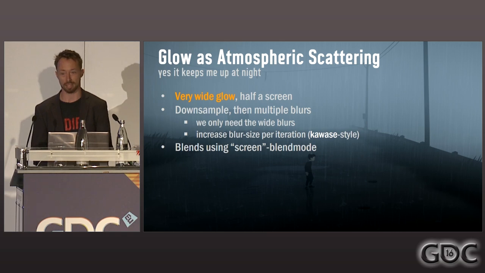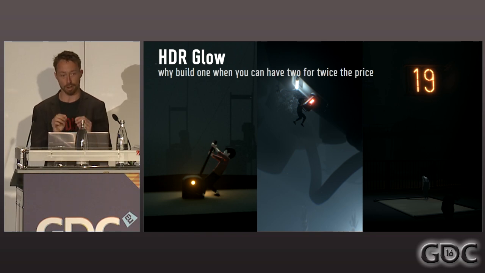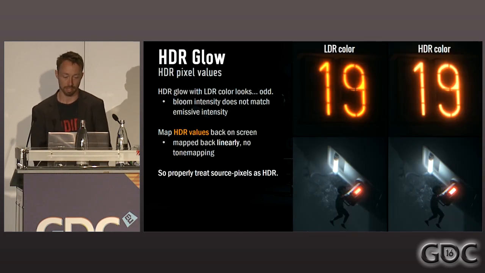This was something our artists did rather early on, and I think they used it to great effect, but it's really rather easy to do. So now that we're using glow to do this fake atmospheric scattering, what do we do about glow then? Well, we have a second pass that does these really narrow, high-intensity glows. The way we do that is like many other games: we write out a mask from emissive materials, and then we remap that mask to an HDR value between 1 and 7, and we calculate glow from that.